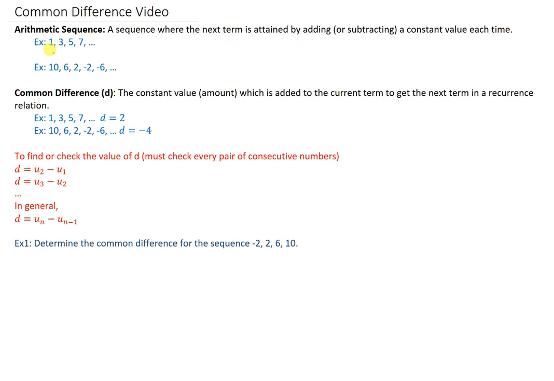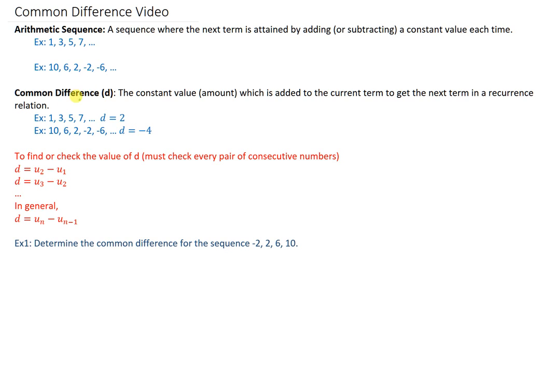Okay? So for example here, I'm adding 2 each time, plus 2, plus 2, plus 2, to get 1, 3, 5, 7. Here I'm subtracting 4: 10, 6, negative 2, negative 6. So I'm going up or down by a constant. That's what makes it arithmetic.